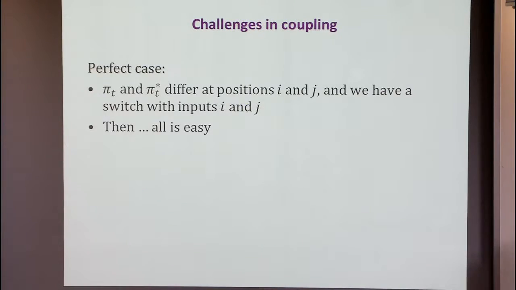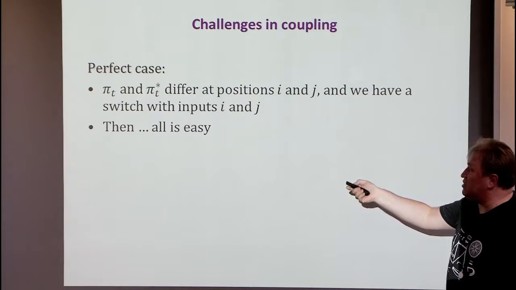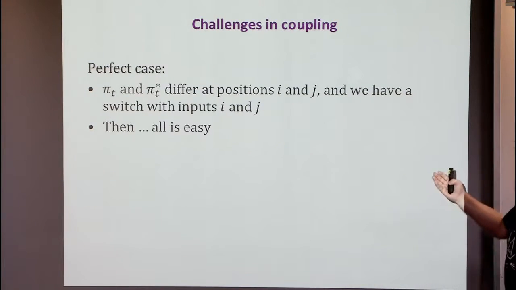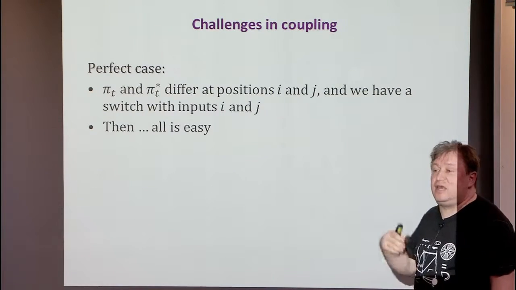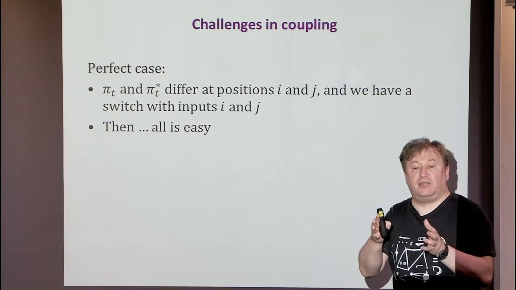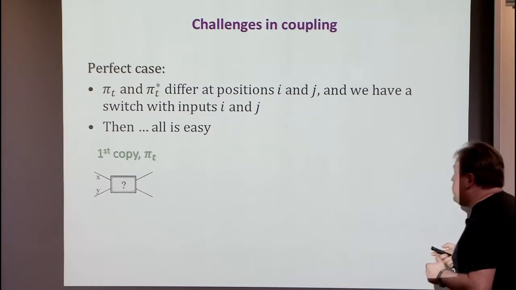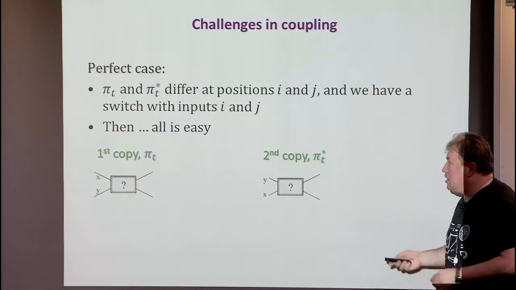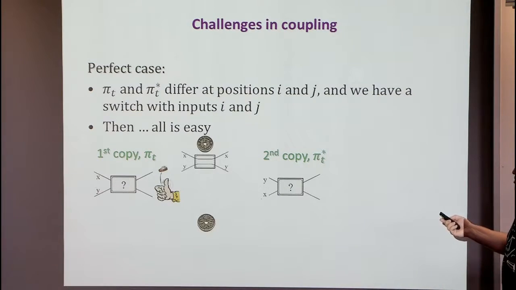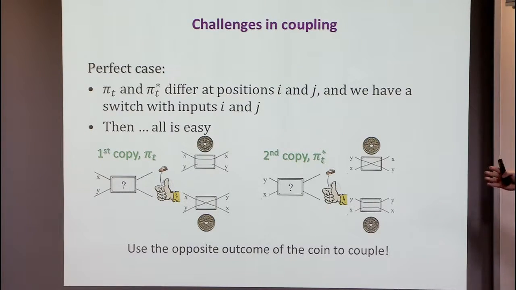Now, if we are thinking about coupling, the best case scenario is that you have pi t and pi t star, and they differ at positions i and j, and we have a switch between positions i and j. And then it's a standard thing in coupling that we can make sure that pi t plus 1 and pi t star plus 1 will become the same. You just use different outcomes of the coins. So our goal is to try to emulate it.